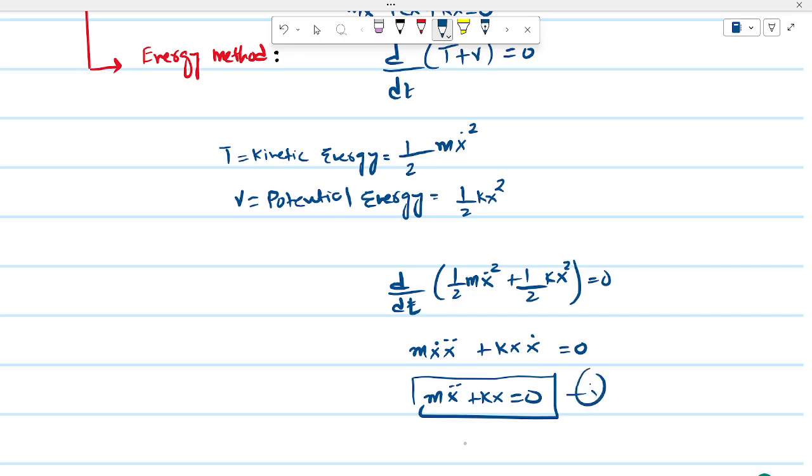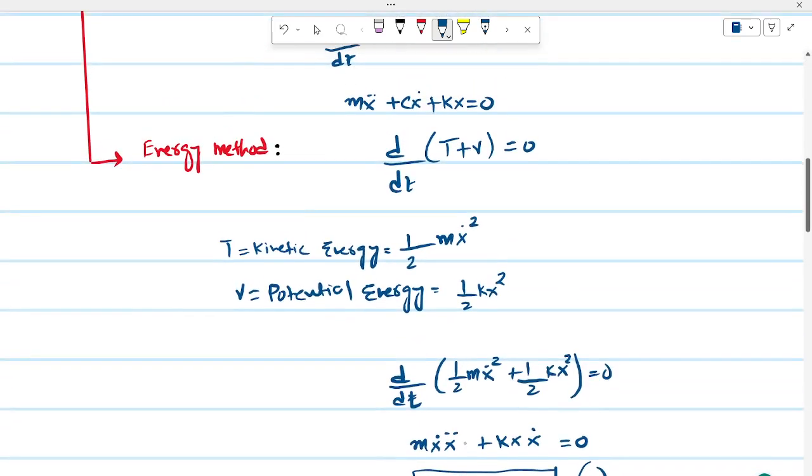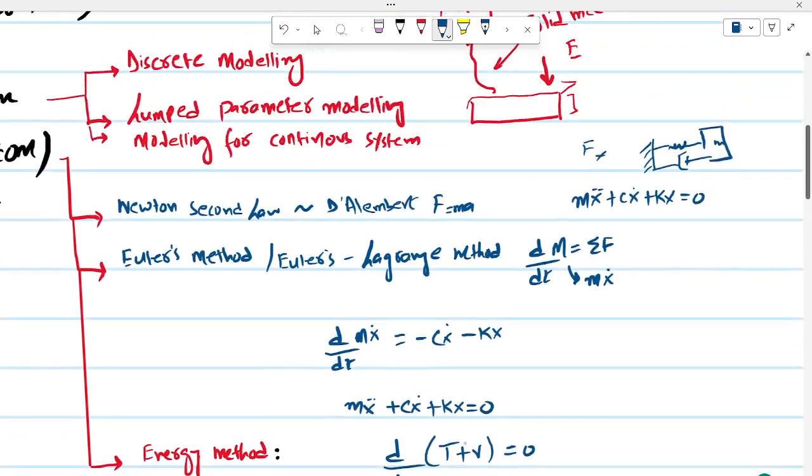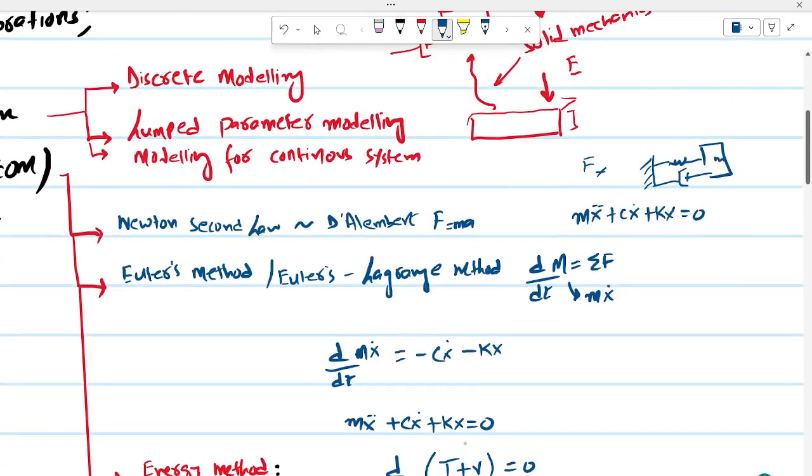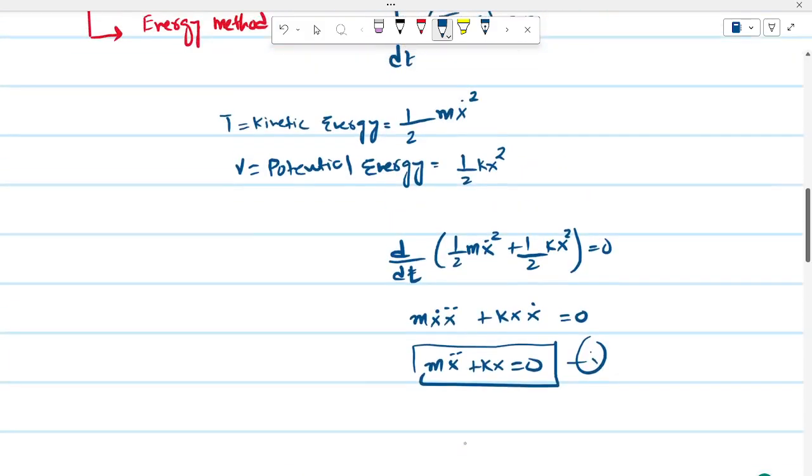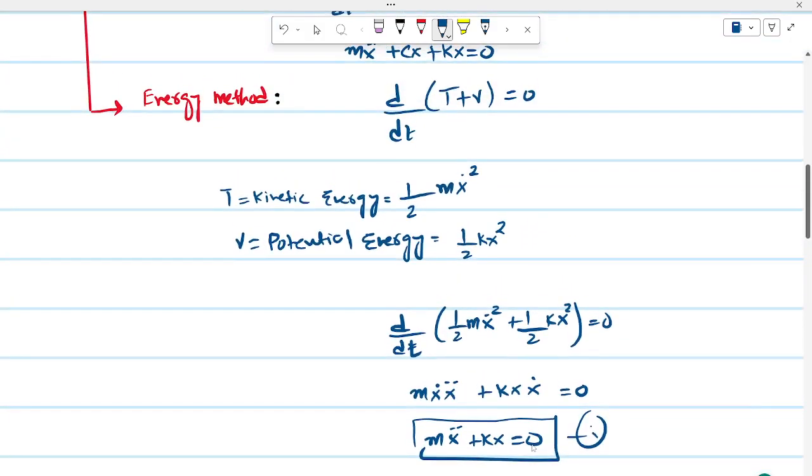That's simply a derivative of x dot squared, so the 2 comes down and cancels out the half, and for the second term the power comes down and cancels out the 2, and then we can simplify. This is how you can use the energy method to derive the equation of motion. All of these methods that I'm quoting are just to derive the equation of motion from the model. They are not the solution method.